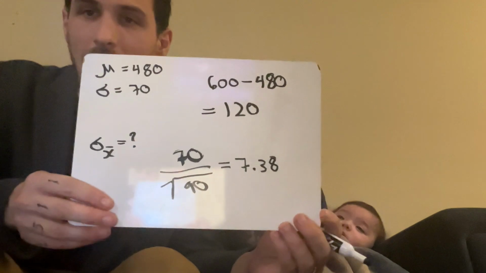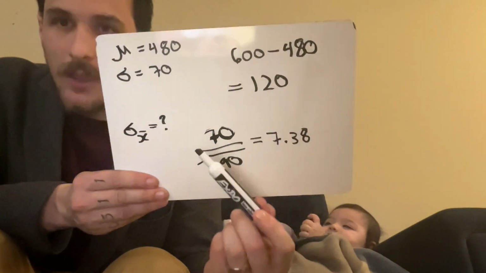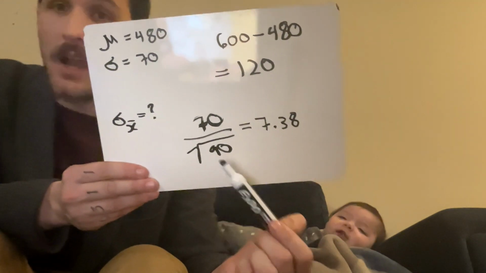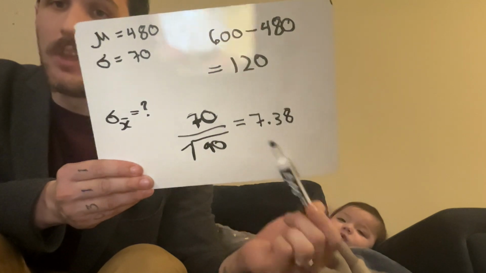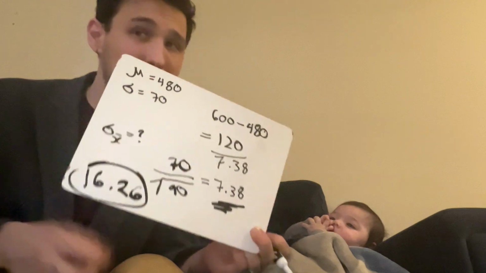And so you'll do a calculation similar to this, wherein you take your population standard deviation of 70 over the square root of the sample size, 90, and that will yield the answer 7.38. And 7.38 will be your answer as to exactly the standard deviation for the sample. And what I then need to do is figure out how many times 7.38 goes into 120. It goes in about 16.26 times, and so 16.26 will be my answer.